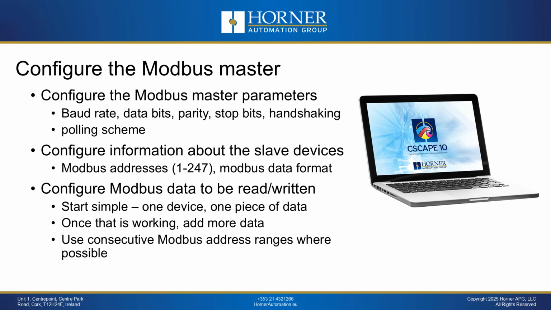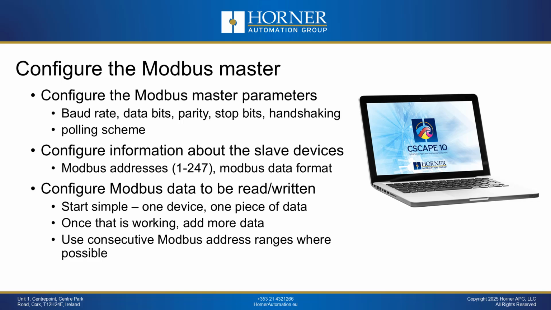You will need to start by setting up the data rate, data bits, parity in the master to match what you are using on the network, and then you will need to set up your polling scheme. What is a polling scheme? Well, the Modbus master is going to be continuously polling a series of slaves, reading and writing data. Do you want to poll the data every 5 seconds? Do you want to poll it as fast as possible? That is the polling scheme.